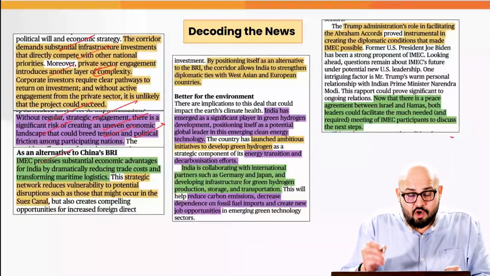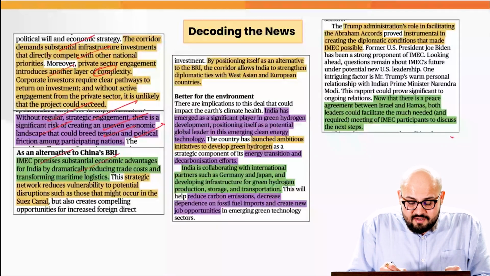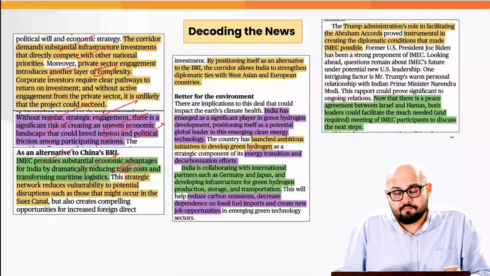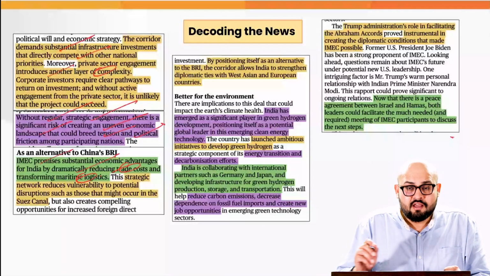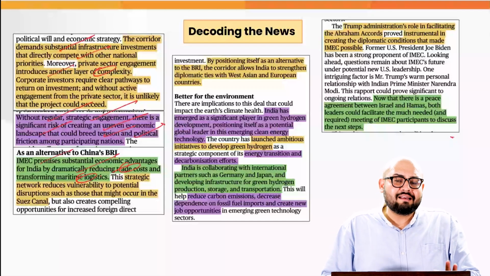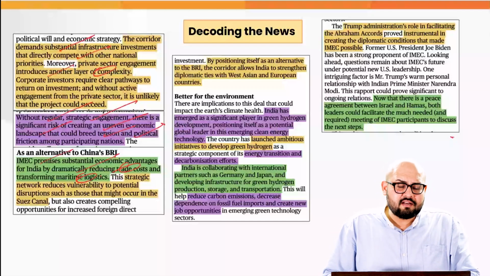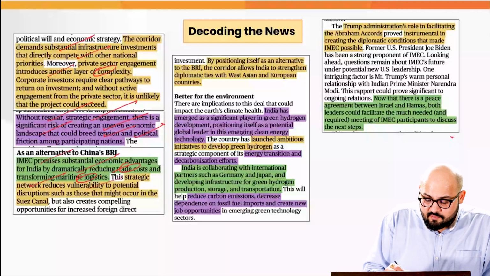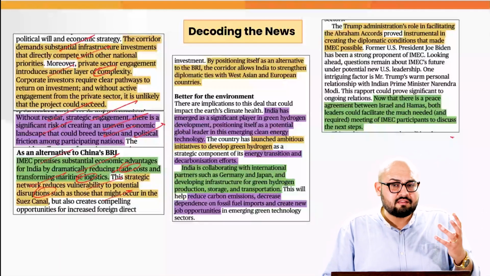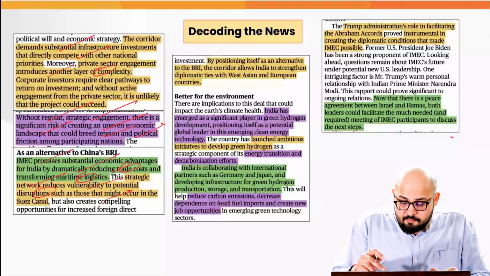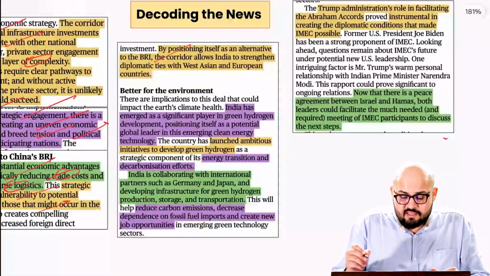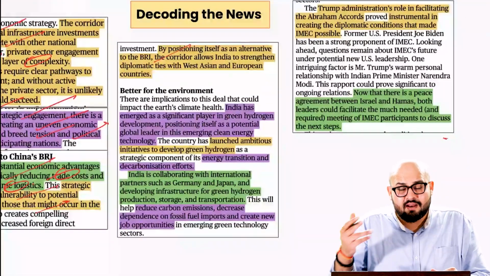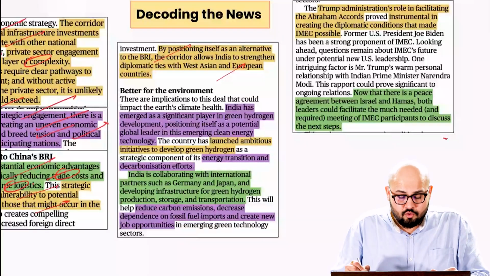IMEC promises substantial economic advantage for India by dramatically reducing trade costs and transforming maritime logistics, right? So you must know that India is greatly dependent upon maritime trade, right? So therefore, this project becomes very important. The strategic network reduces vulnerability to potential disruptions such as those that might occur in the Suez Canal. Very sensitive region, right? By positioning itself as an alternative to BRI, the corridor allows India to strengthen diplomatic ties with West Asia as well as Europe.